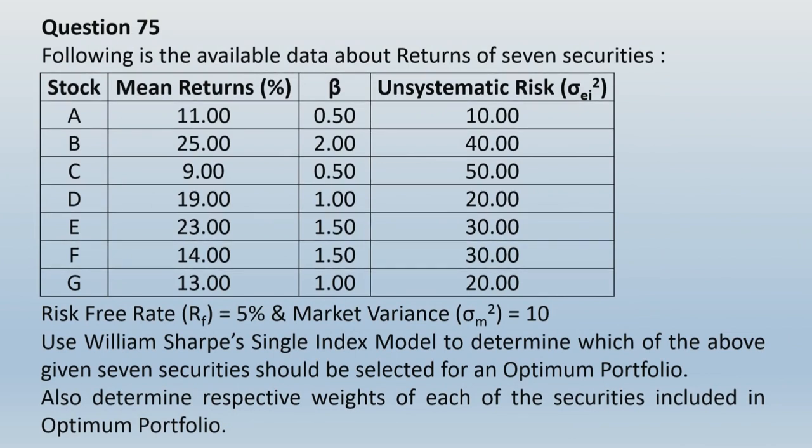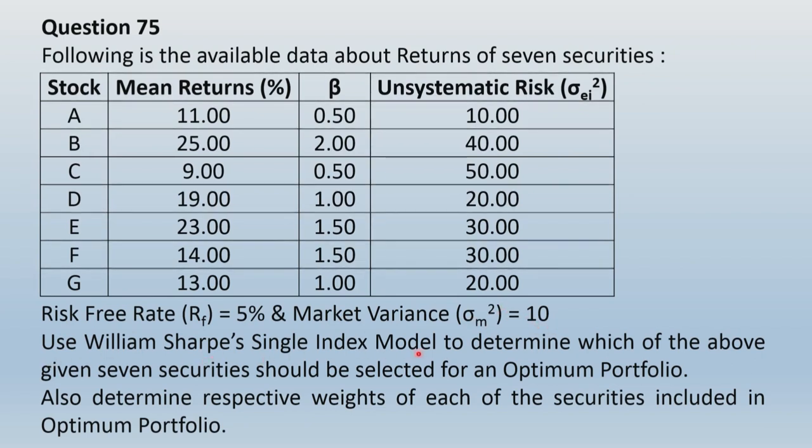Following is the available data about returns of 7 securities. So stocks are named as A, B, C, D, E, F, G. Their mean returns have been informed. That is, the average return of each stock is given, beta of each stock is given, and unsystematic risk for each stock is given. Important thing is, this is sigma EI squared. That means this unsystematic risk is already in the variance form. Further given, the risk-free rate, RF, is 5% and market variance, sigma M squared, is given as 10.